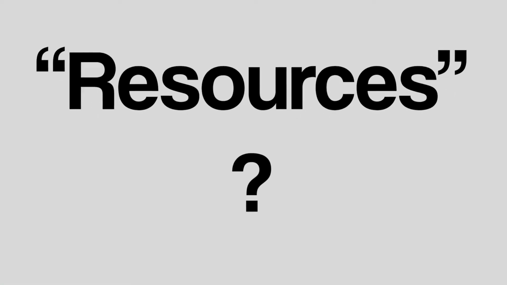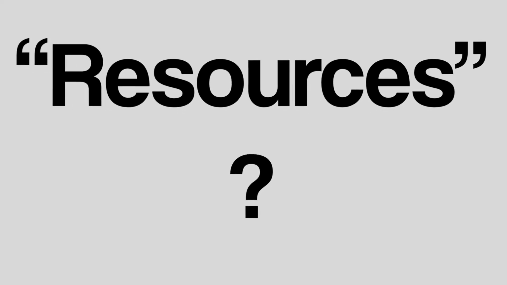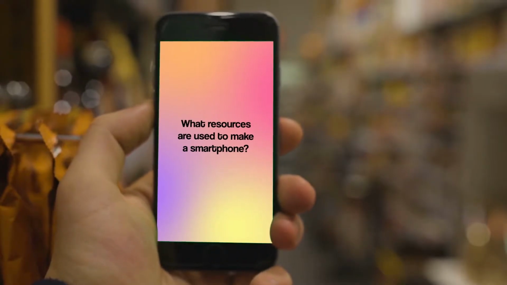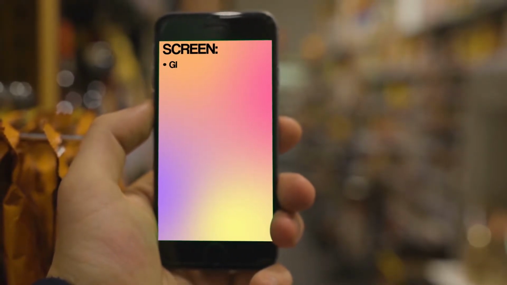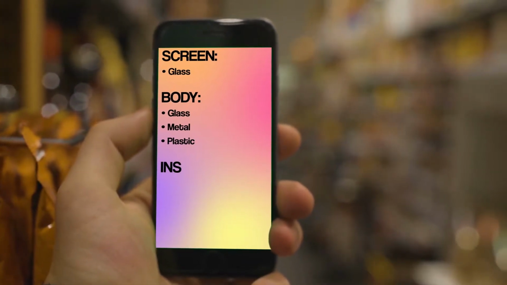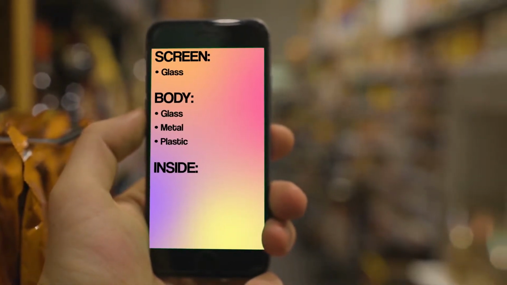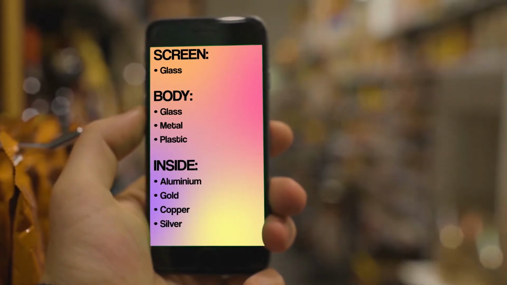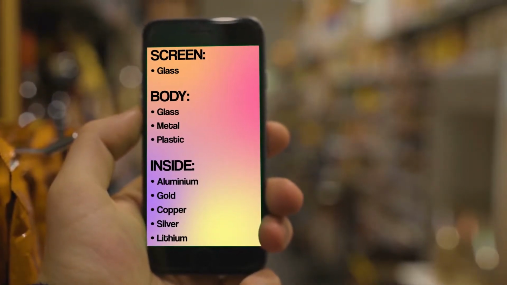But what kind of things are we talking about when we say resources? Let's just think of one example here. A modern smartphone is packed full of resources. The screen is made of glass, and the body of the phone can be made from glass, metal or plastic, while the inside of the phone is packed full of lots of different metals like aluminium, gold, copper and silver. Oh, and lithium for the batteries too.